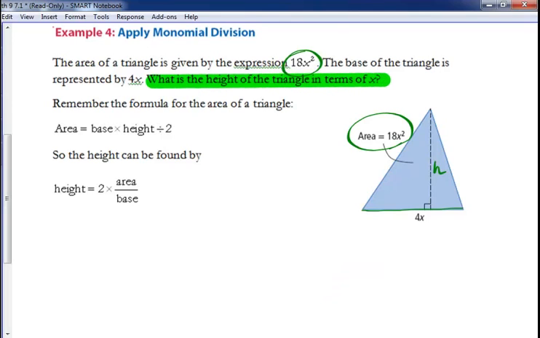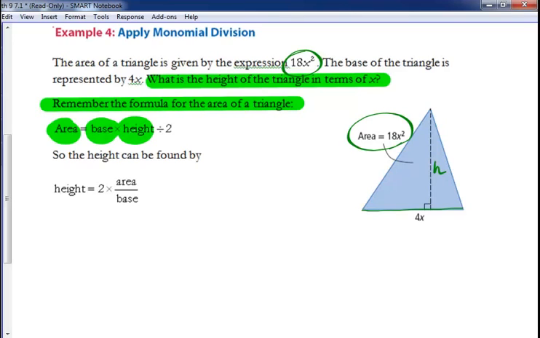in terms of x? Now, we have to remember back to a formula that we did in grade 8. Area of a triangle is the base times the height divided by 2. Now we need to adjust this formula around a little bit because we want to express it in terms of h. So if we do a little bit of algebraic manipulation here, if we multiply the area by 2 and divide by the base, we can write height is 2 times the area divided by the base.